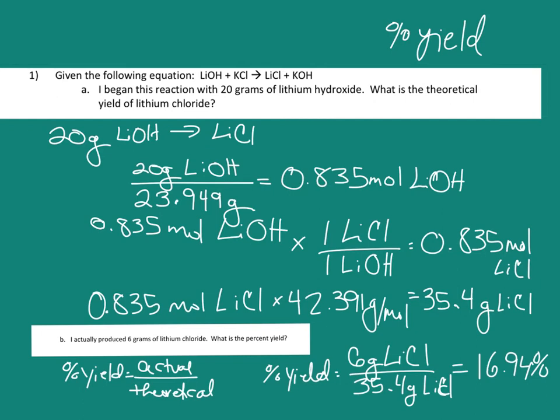So the key things to remember: convert to moles first, use the coefficients from the balanced equation to get from moles of one thing to moles of the other. It's always what you want over what you have. And then convert to the grams you desire, the units you desire, grams. And then divide what's given in the problem by what you calculated.